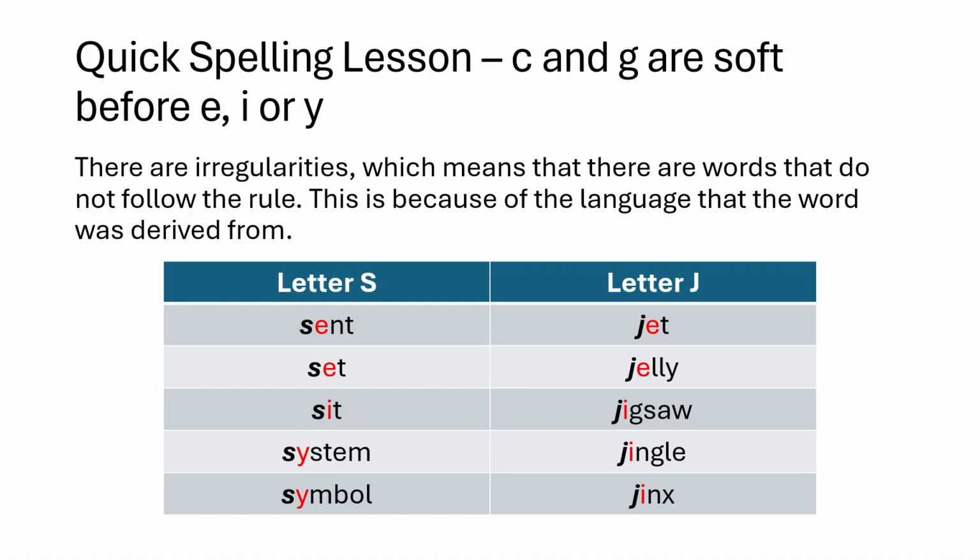There are irregularities, which means that there are words that do not follow the rule. This is because of the language that the word was derived from. In these examples, the letter S makes the S sound before the letters E, I or Y. I will say each word. I will pause. Then you say the word.